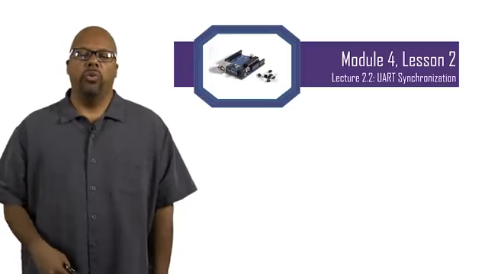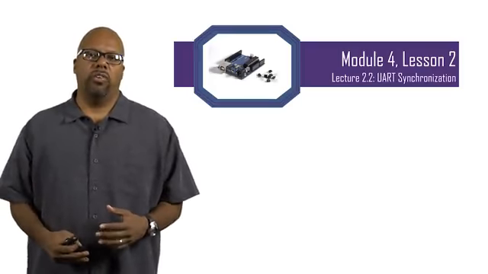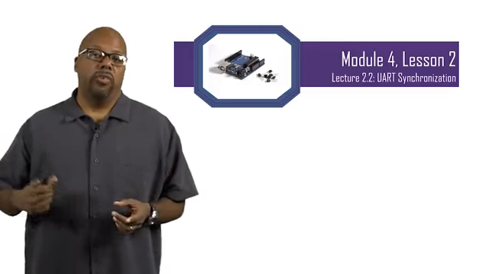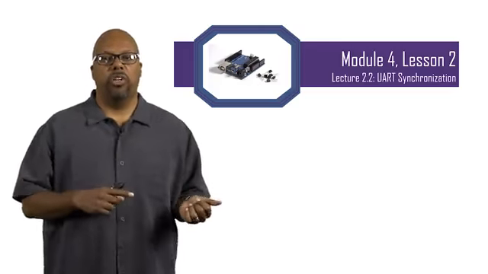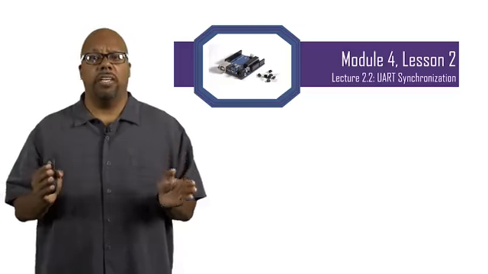We're continuing to talk about UART protocol, and we're going to talk right here about how synchronization happens. The transmitter and the receiver have to be synchronized. That is, the receiver has to know when to expect data from the transmitter, and it has to be fairly accurate about the timing that it expects.